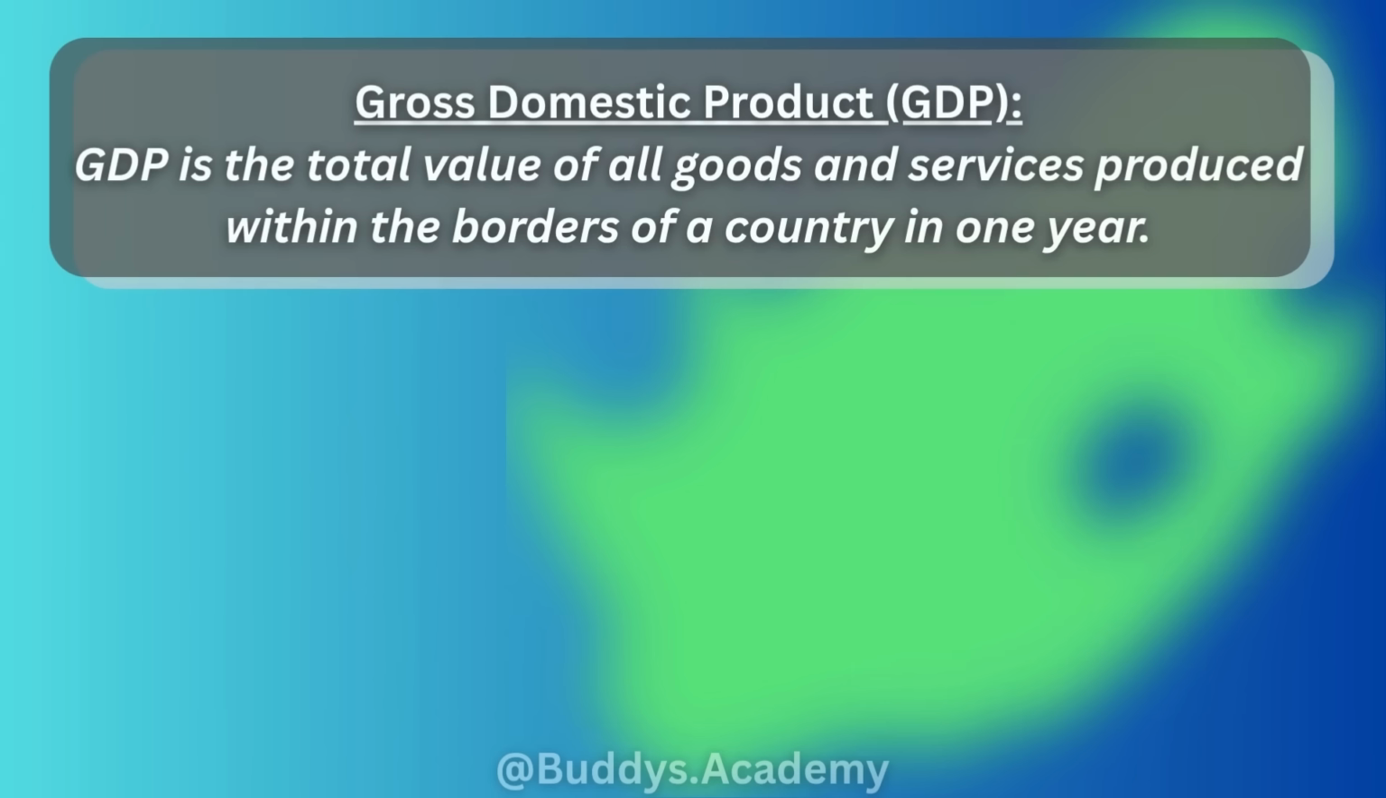The first definition will be the gross domestic product, often referred to as GDP. So the GDP is the total value of all goods and services produced within the borders of a country in 1 year. Now remember, this is the measure of a country's overall economic activity, right? And it's going to include both the local and your foreign companies that are going to be operating within the country. So let's take an example, right?